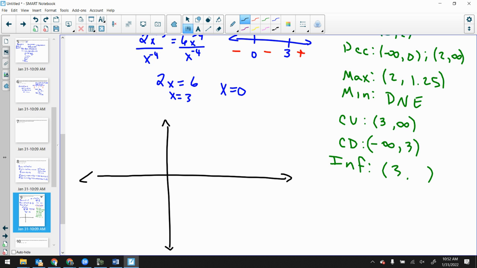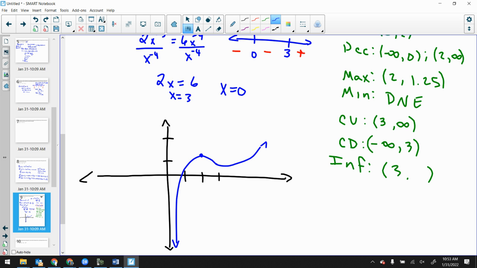So it looks like it's a maximum at 2 comma 1.25. Okay. 2 comma 1.25, somewhere right there. There is an inflection point at 3. And I know it's concave downward to concave upward, right? And then I know that this is still concave downward, and there's an inflection point at 0.